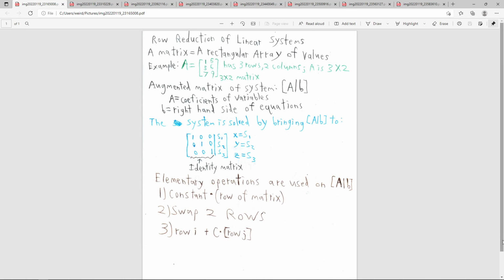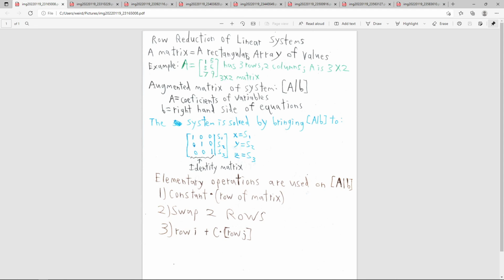So let's look at row reduction of linear systems, as the heading is called for this section. Basically, you're using matrices to solve a system of linear equations. It's just sort of an introduction to it in a course like this.